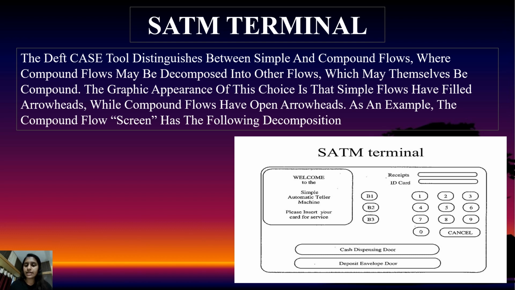As you can see, this is the SATM terminal where it shows, "Welcome to the simple automatic teller machine. Please insert your card." You can choose three options, B1, B2, B3, and there are slots for the receipt and ID card, and there will be two options: a cash dispensing drawer and a deposit envelope drawer.